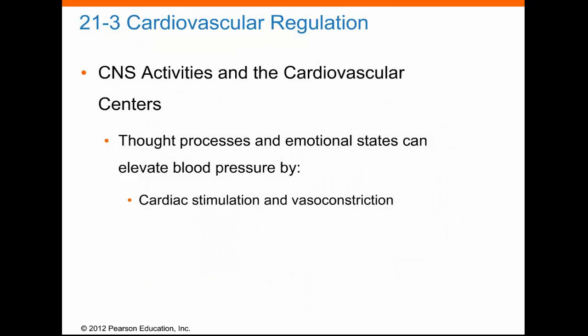Thought processes and emotional states can actually elevate blood pressure as well, through cardiac stimulation and vasoconstriction. If someone has been given very bad news, they can faint. Also, if someone has been given very good news, their blood pressure can rise because adrenaline has been secreted and their cardiac output will be increased that way.